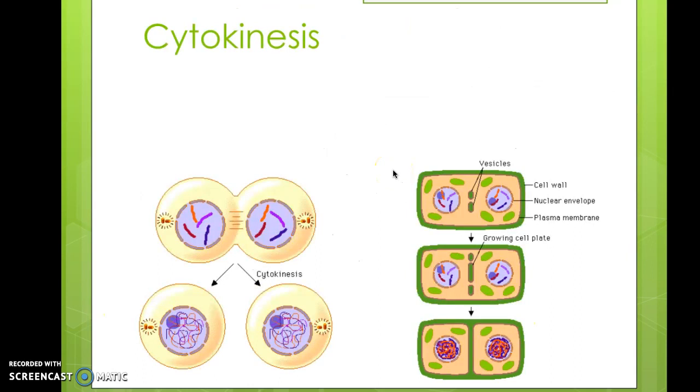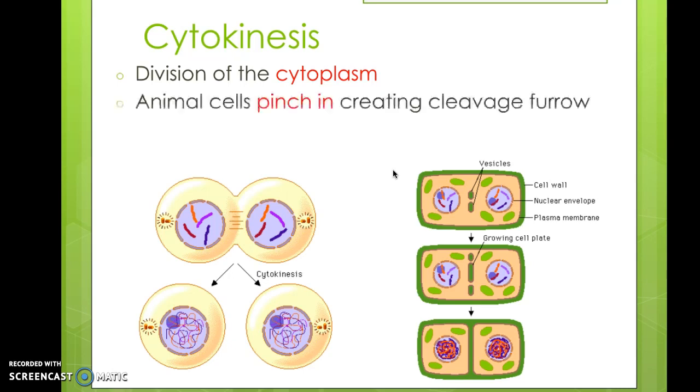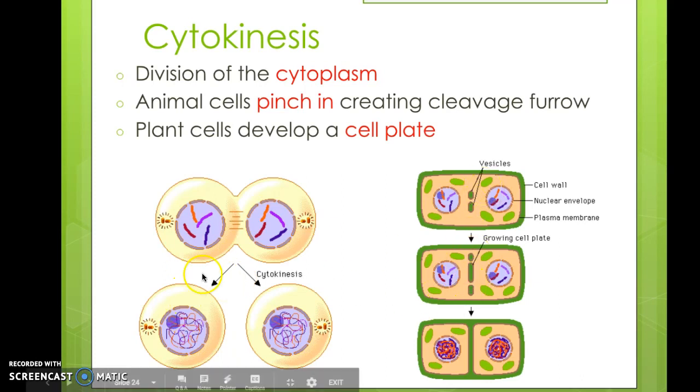So in cytokinesis, that is the last phase. That is division of the cytoplasm. It's technically not considered mitosis. So animal cells are going to pinch to create something called a cleavage furrow. Cleavage just means crack, friends. Plant cells are going to develop something called a cell plate. These are kind of going to be dividing from the outside in and these from the inside out.